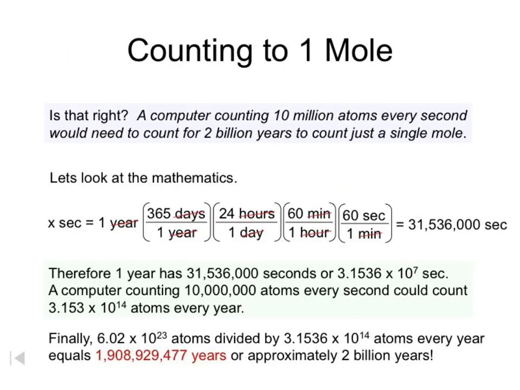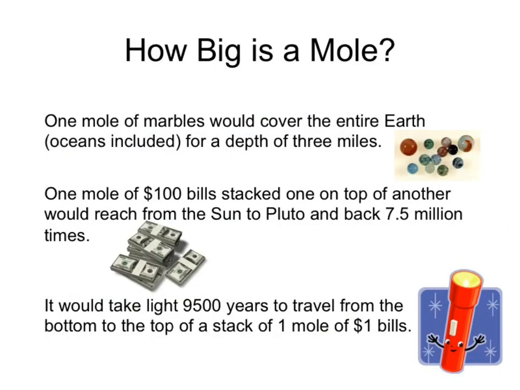So again, here's just a mole. If we wanted a computer to count 10 million atoms, it would take approximately 2 billion years to count that many atoms. If it was counting 10 million every second, it would take 2 billion years. If you had a mole of 100 dollar bills stacked on top of one another, it would go from the sun to Pluto and back 7.5 million times.